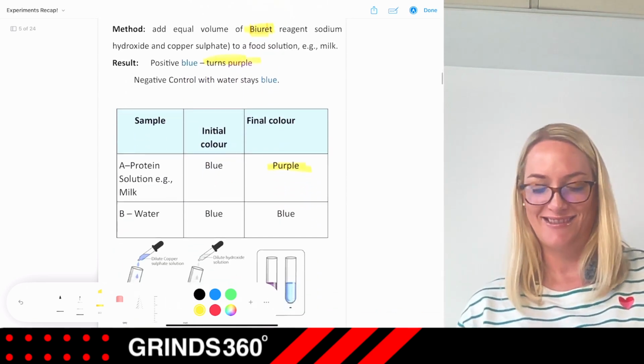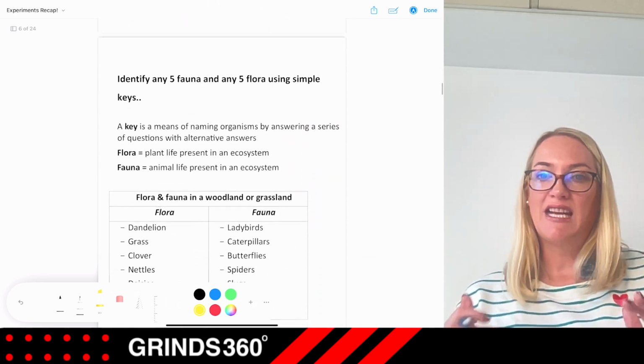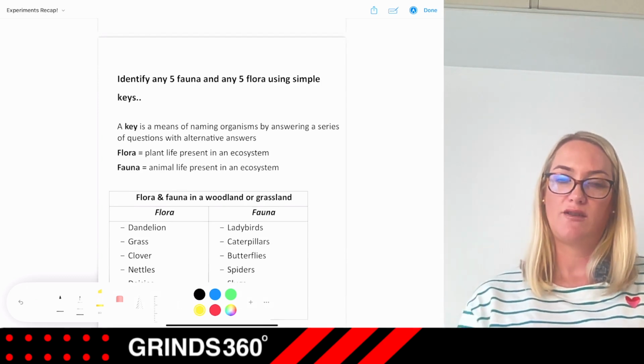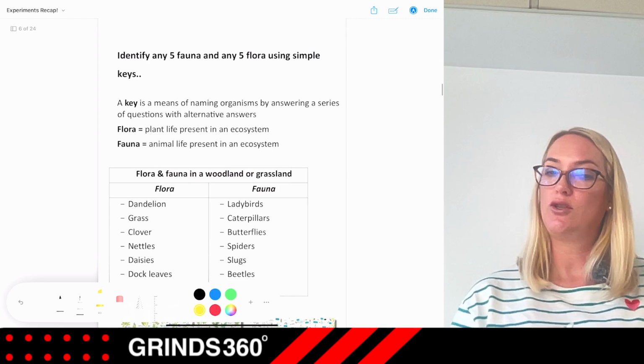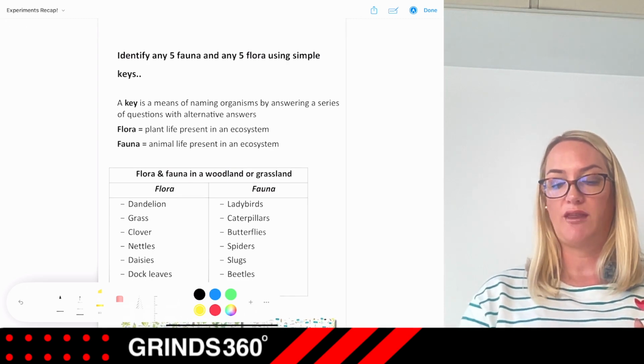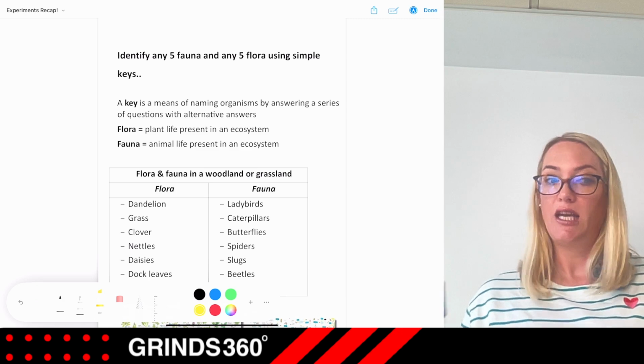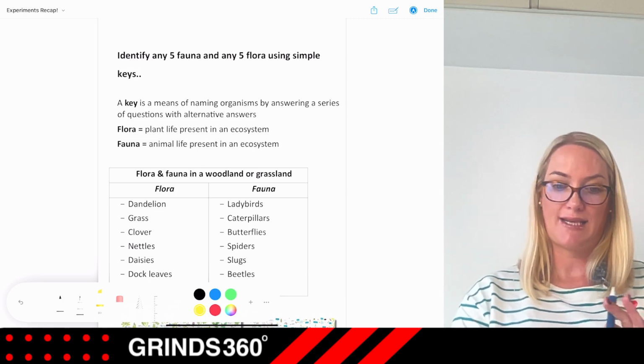Okay, so now this brings us on to ecology. So while ecology is also in question 8, ecology could be questioned with this in section A, and it could be questioned in section C. It could be A, B, and C.